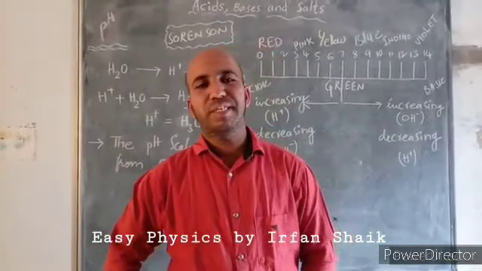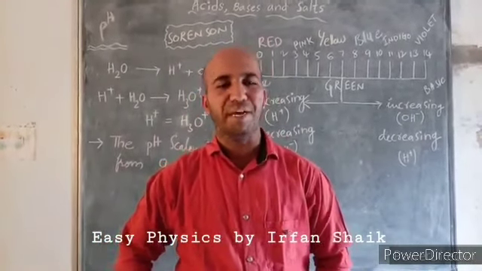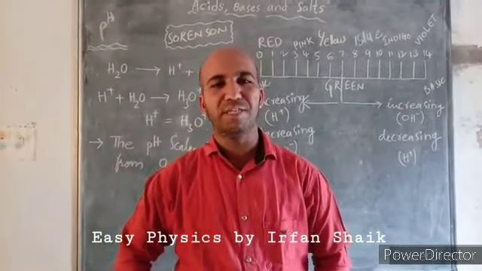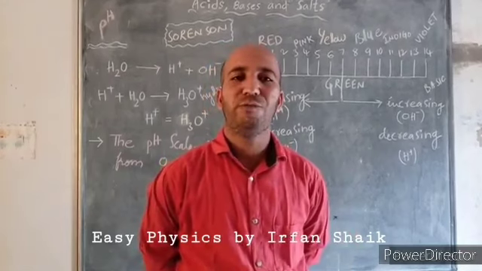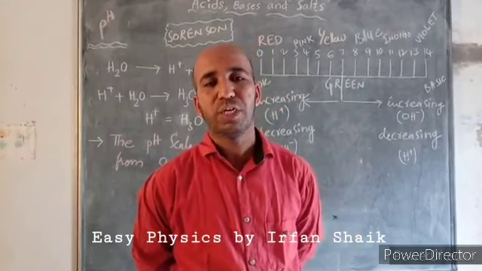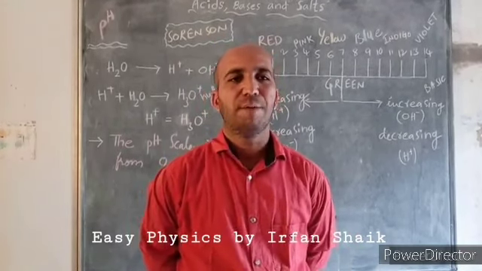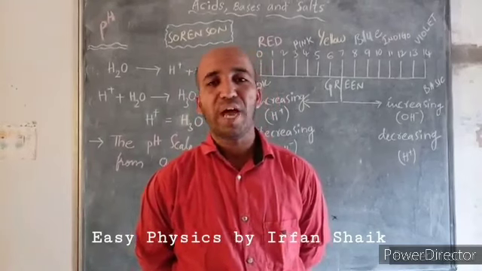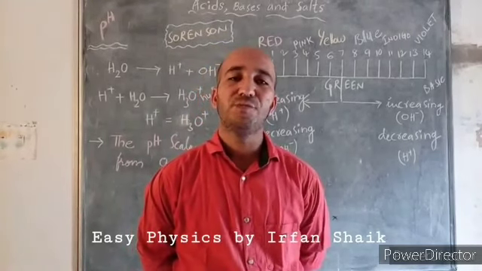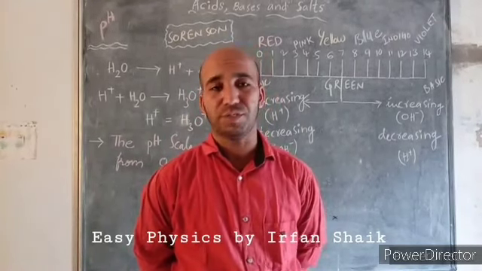Now, let us discuss the importance of pH in our daily life. First, we know that the pH value of rainwater is almost equal to 7. That means the nature of rainwater is neutral. But due to acid rains, the pH value of rainwater decreases. That means it becomes acidic.